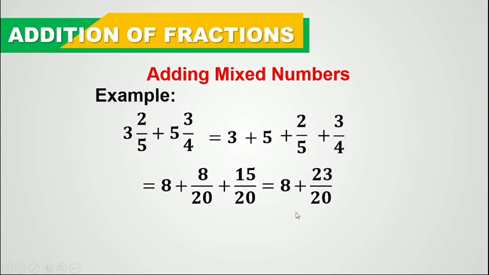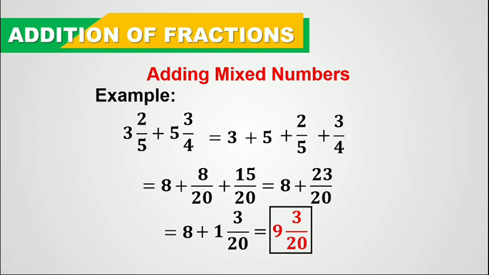So 8 plus 23 over 20, and then let's add them. So 8 plus 1, that's 9. And then just copy the fraction, 3 over 20. So therefore, the answer for this particular example is 9 and 3 over 20. Alright? Now let's have one more example.